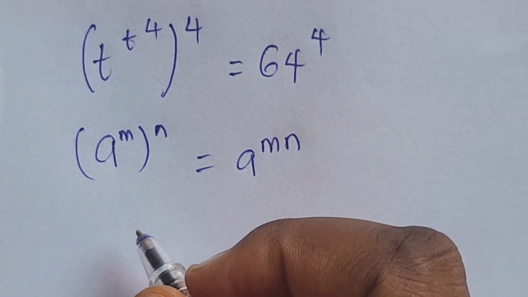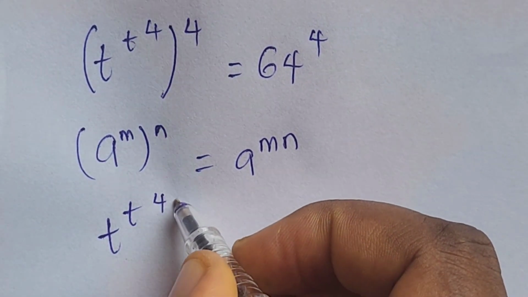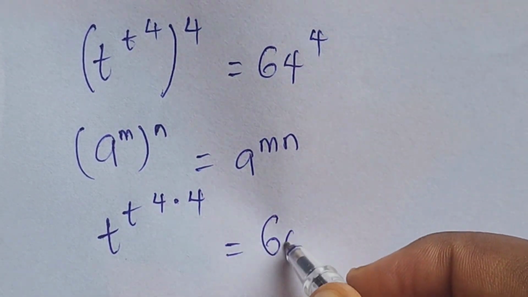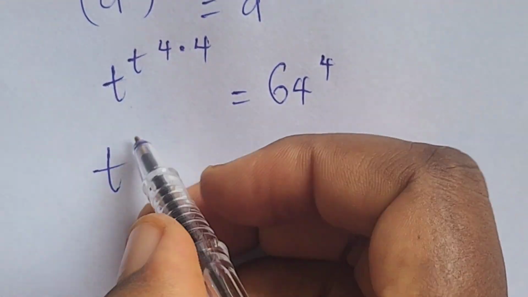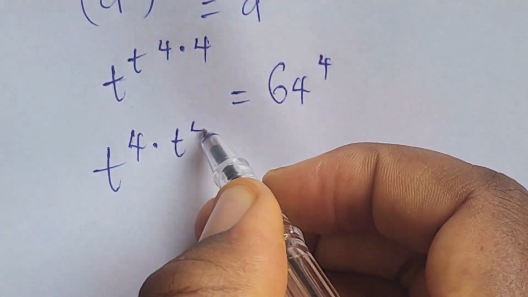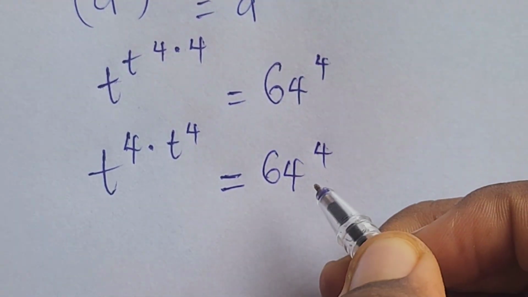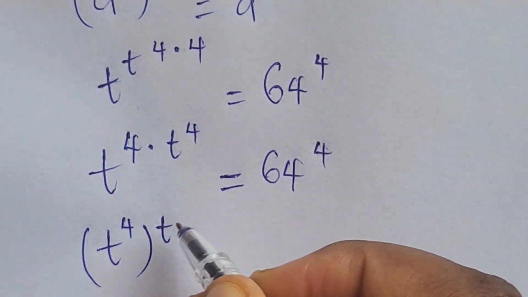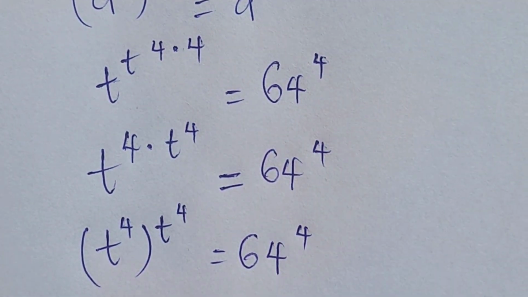So we'll have t to the power of t, further raised to the power of 4 times 4, all equal to 64, all to the power of 4. So when we multiply the powers here, we have 4 times t to the power of 4, we have t to the power of 4, all equal to 64 to the power of 4. We have t to the power of 4 further raised to the power of t to the power of 4, and this is equal to 64 to the power of 4.